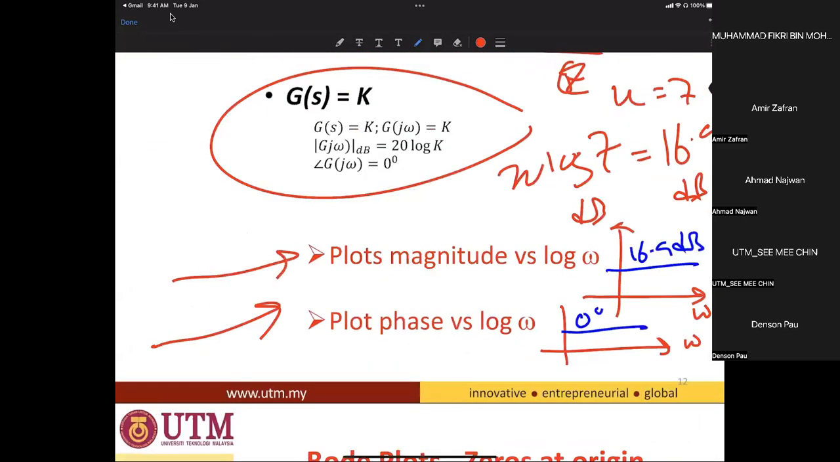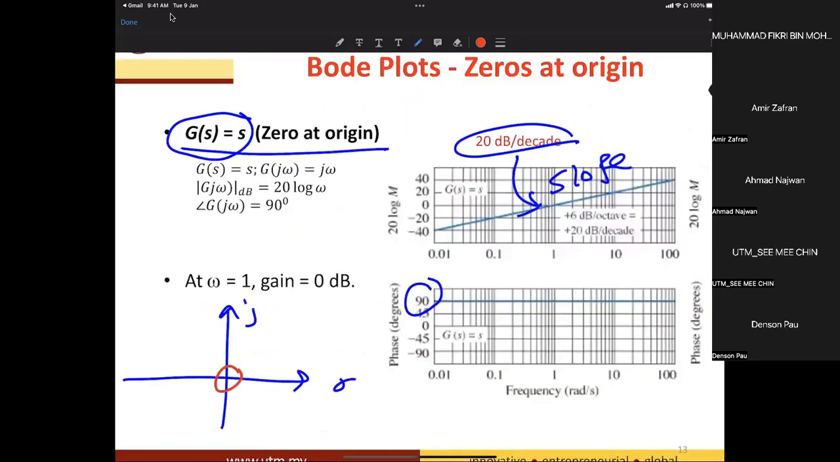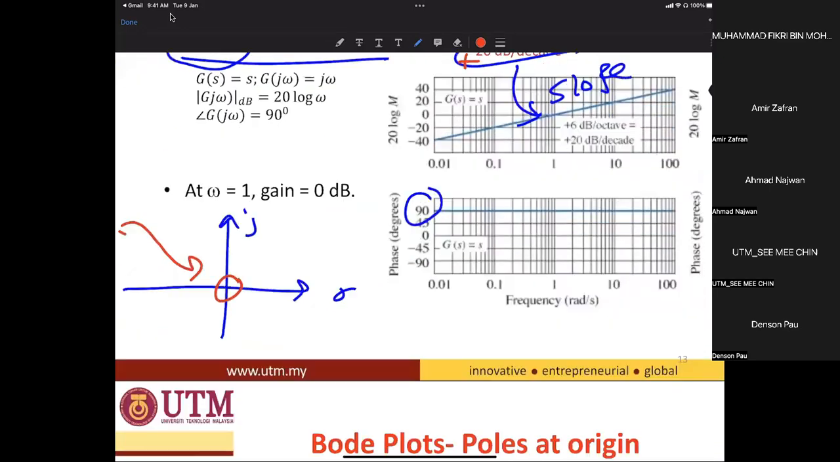So this is the gain at K equal to 7, 20 log 7, 16.9. This is the magnitude response for constant 7, and the phase plot for constant 7 is at 0 degrees. For the zeros at the origin, it will give you a straight line with a slope of positive 20 decibel per decade, and the phase is 90 degrees.